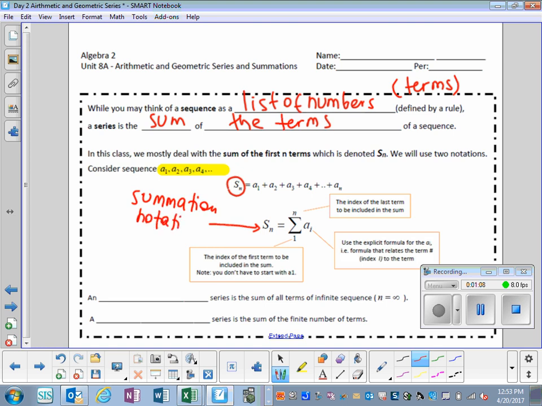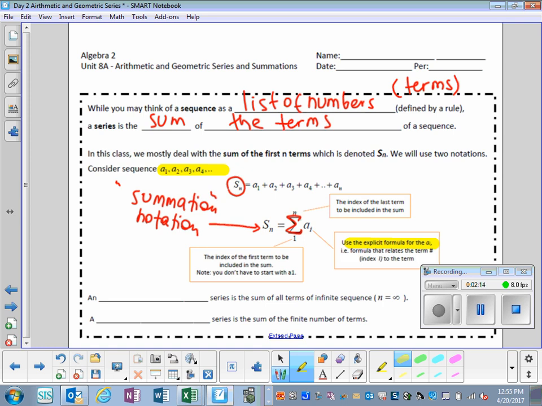What's with the gigantic E in the middle? It's not an E, it's sigma. This notation is called summation notation, and it uses the Greek letter sigma. We read this as Sn equals the sum of ai with i from 1 to n. Instead of ai, we usually put the explicit formula for the term, a formula that relates the term number to the actual term. On the bottom of the sigma, you put the index of the term from which you want to start summing, and on the top you put n, the last term that you want to include in the sum.